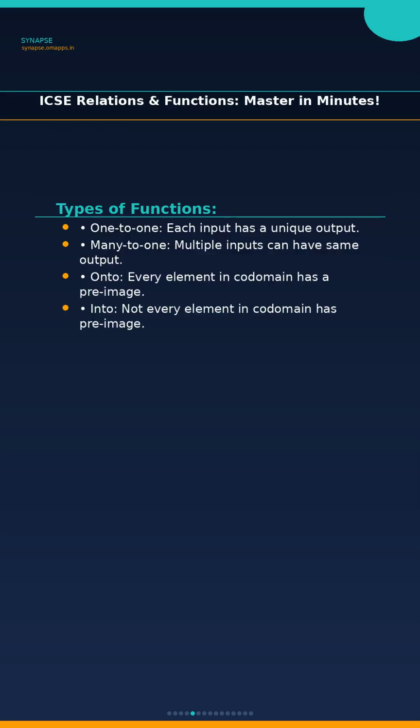A function is a special relation where each input has only one output. We can test this using the vertical line test on a graph. Functions can be one-to-one, many-to-one, onto, or into.